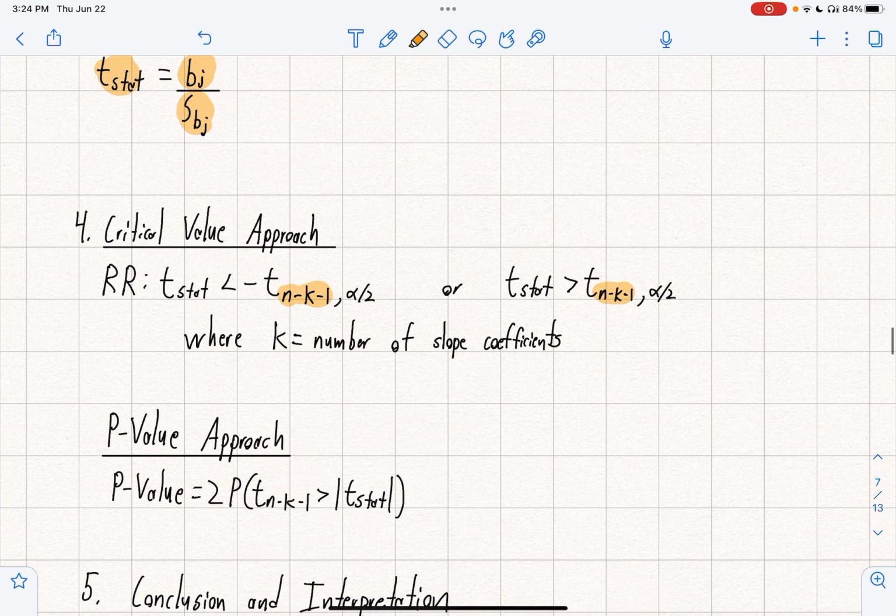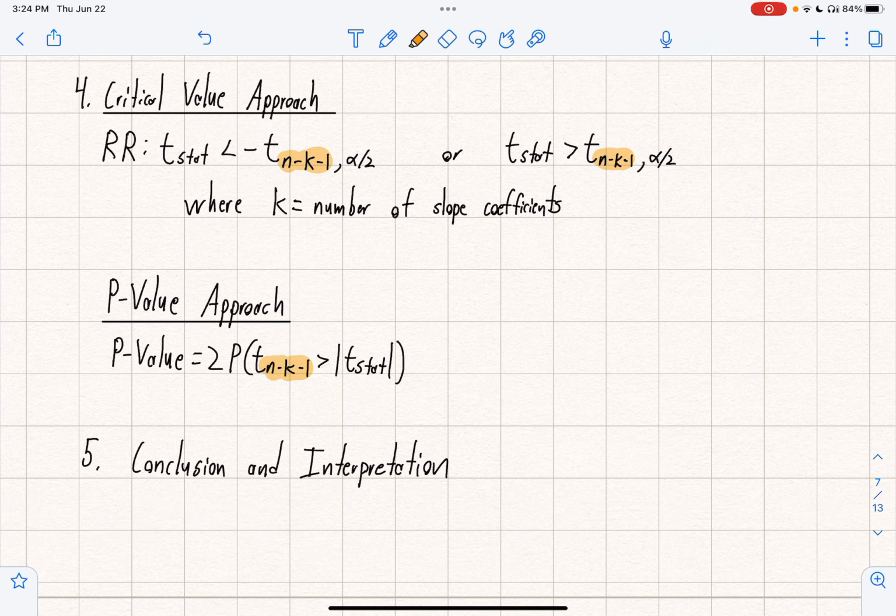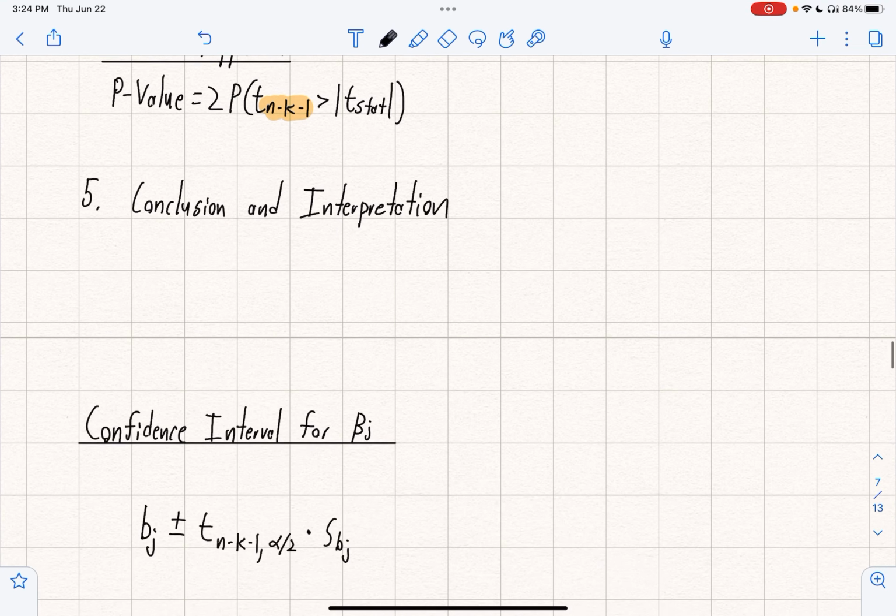And then the p-value approach, again, is the same. The only difference is our number of degrees of freedom. And then we give our conclusion and interpretation. Okay, I'm not spending a ton of time on this because ultimately we can just look at our regression output. We're not going to do this by hand.